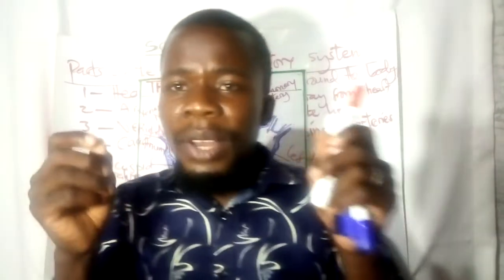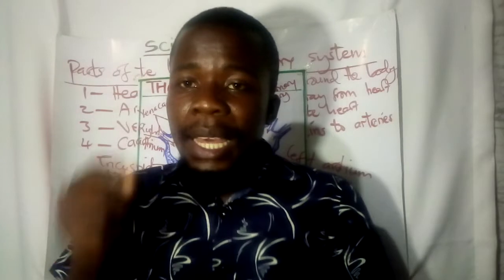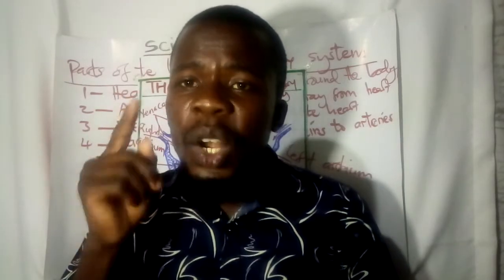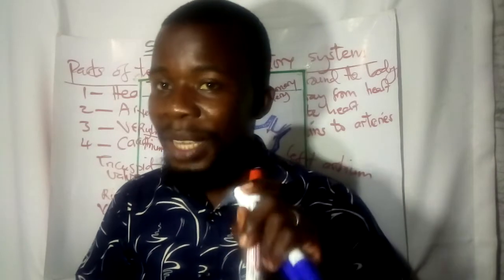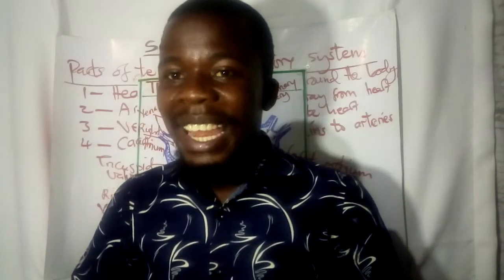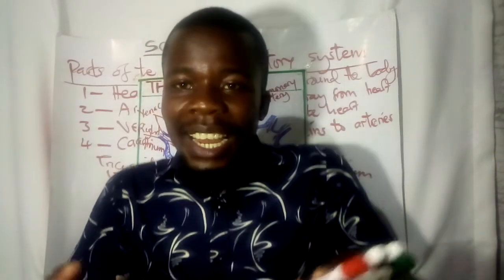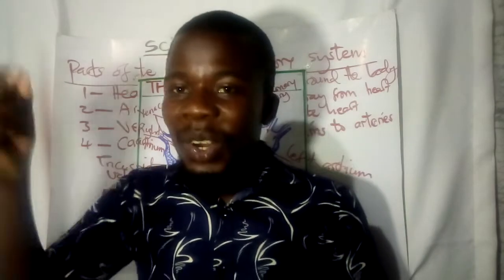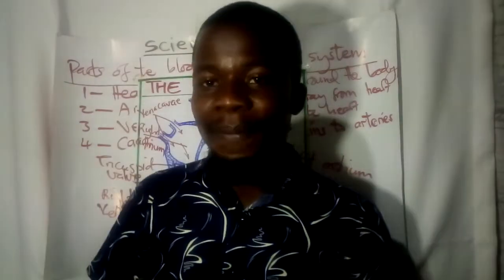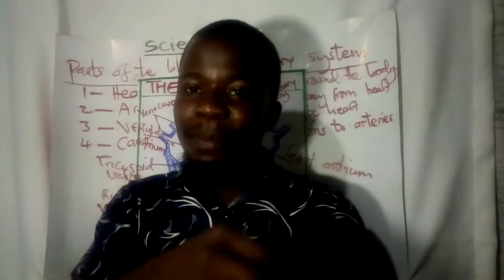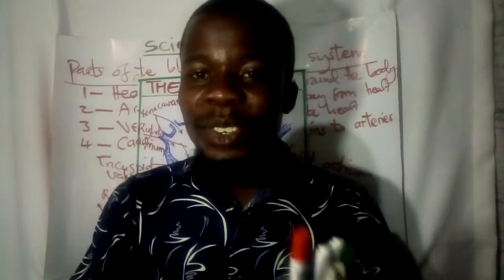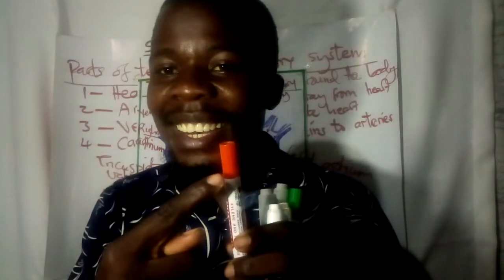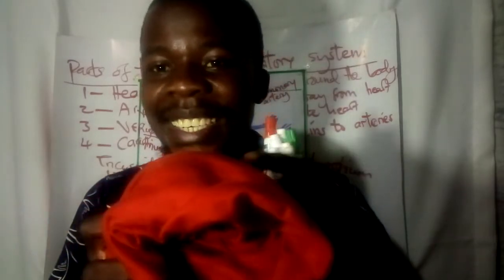Because carbon dioxide has been excreted from the blood, that blood will no longer look dark red in color again. It will be light red in color. Why? Because oxygen has been added and carbon dioxide has been removed. So instead of being dark red in color, it will be light red in color.